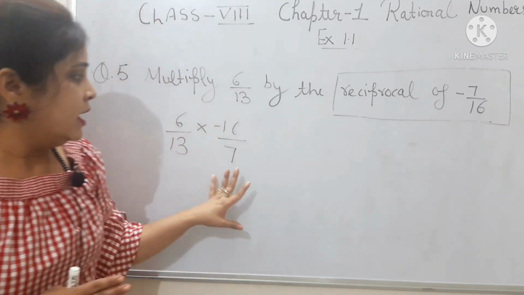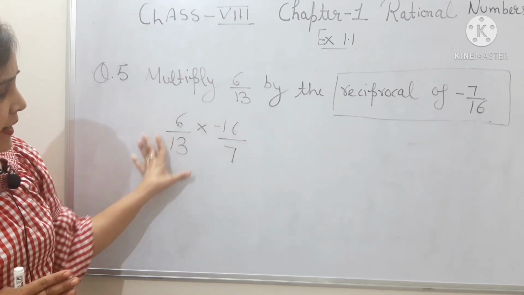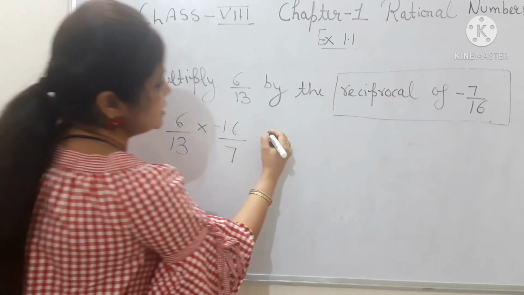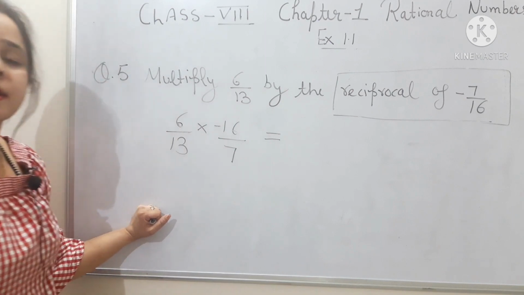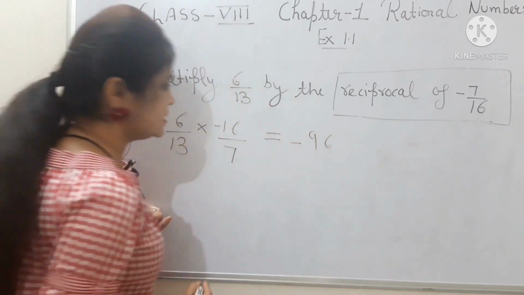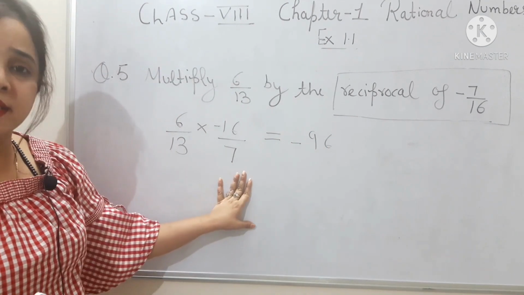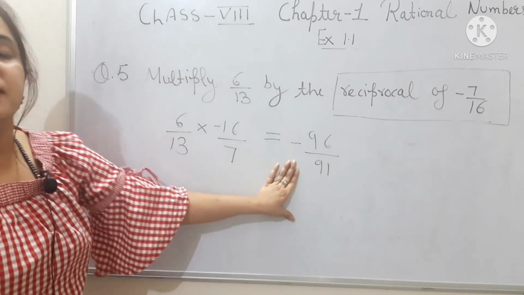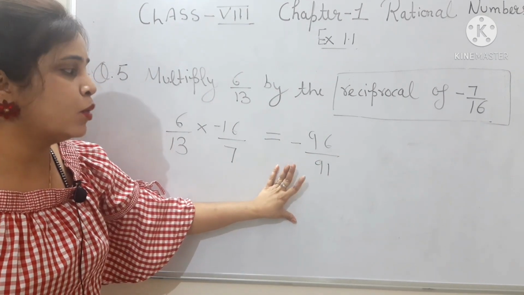Okay, so now solve it. Is there any cutting possible? No cutting is possible. Okay, so 16 sixes, yes, 16 sixes are 96. So minus 96, and 13 sevens are 91. So what is our answer here? Our answer is minus 96/91.